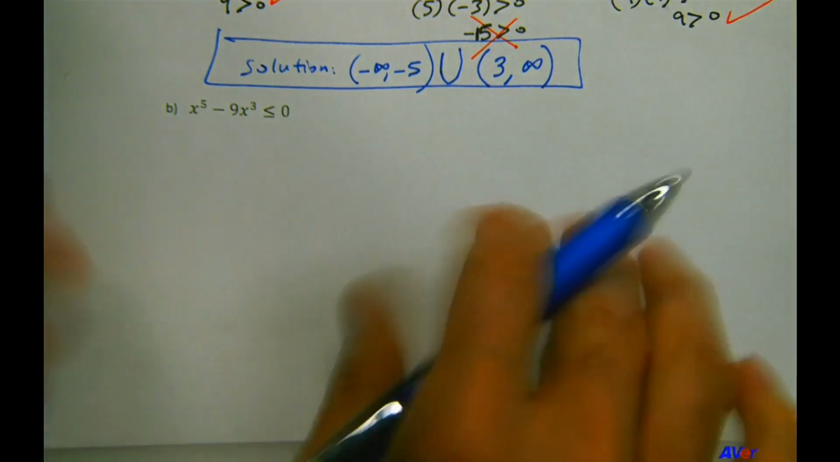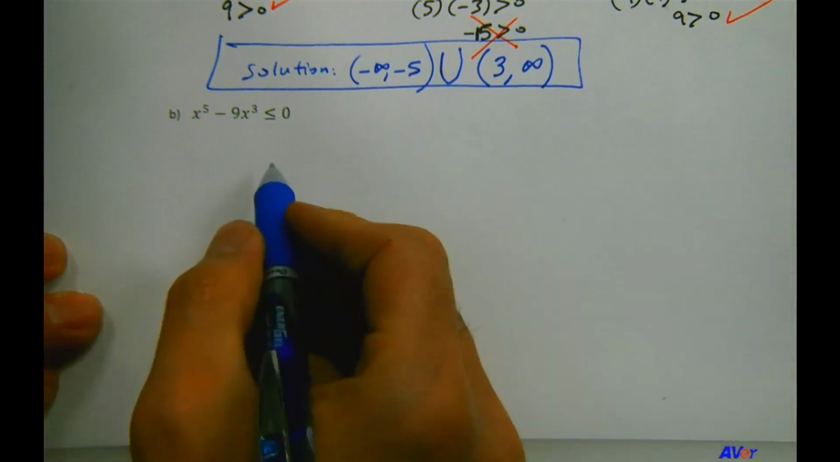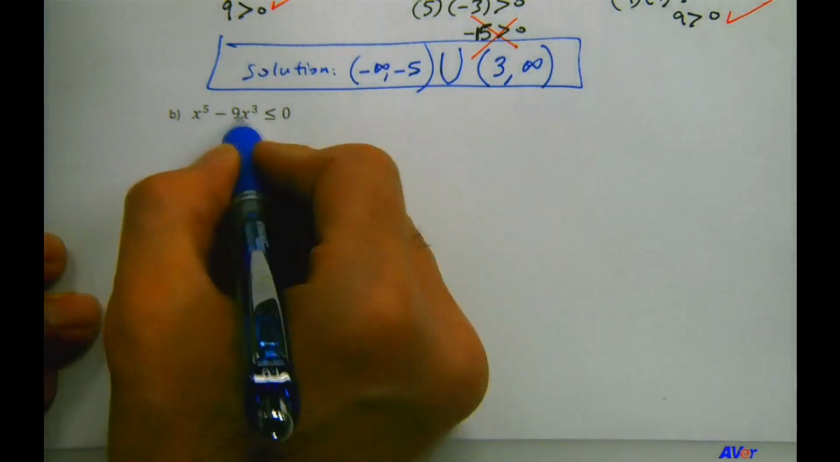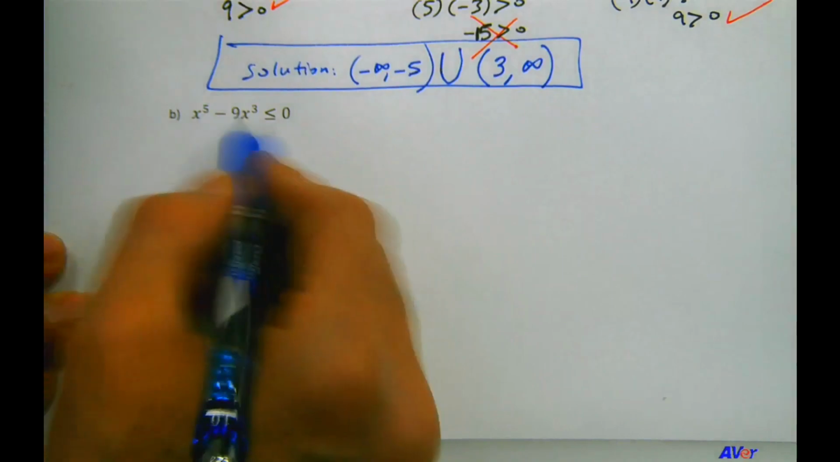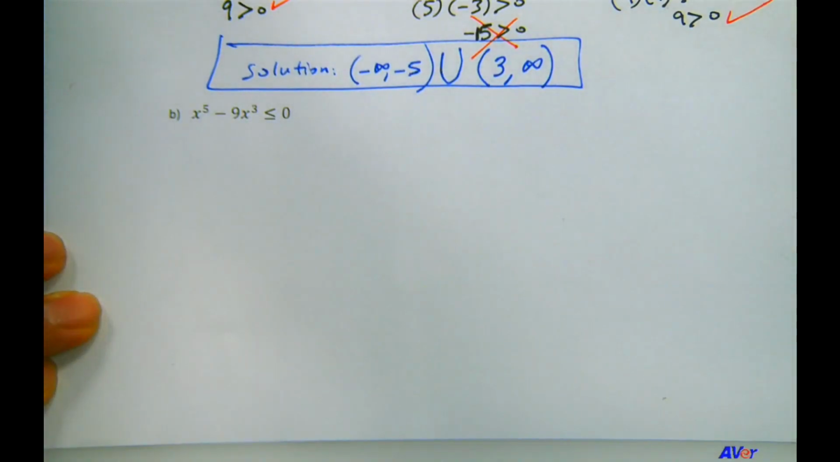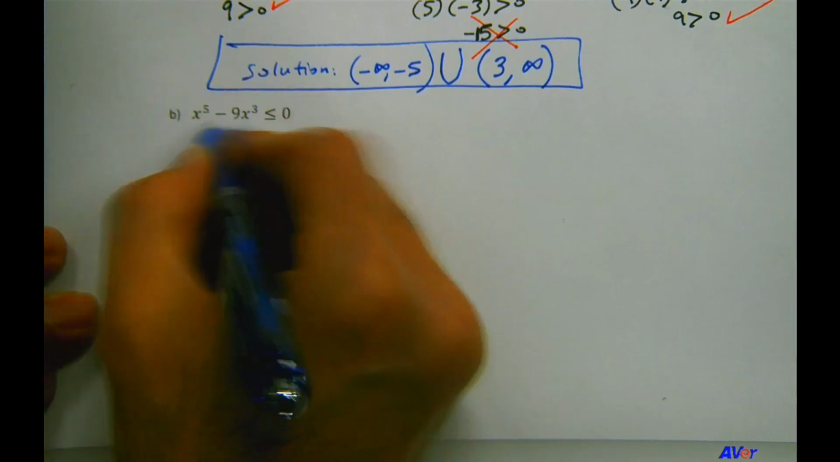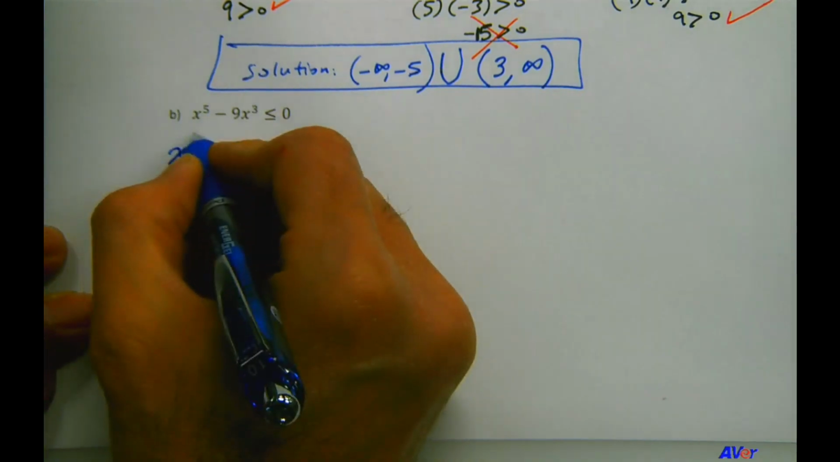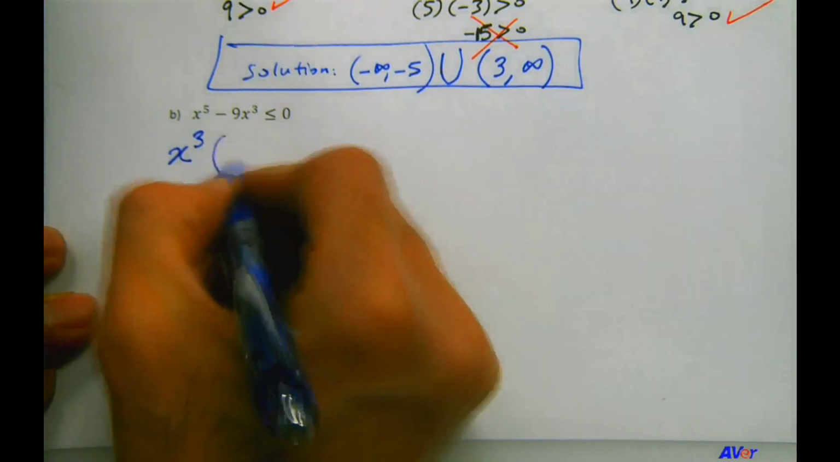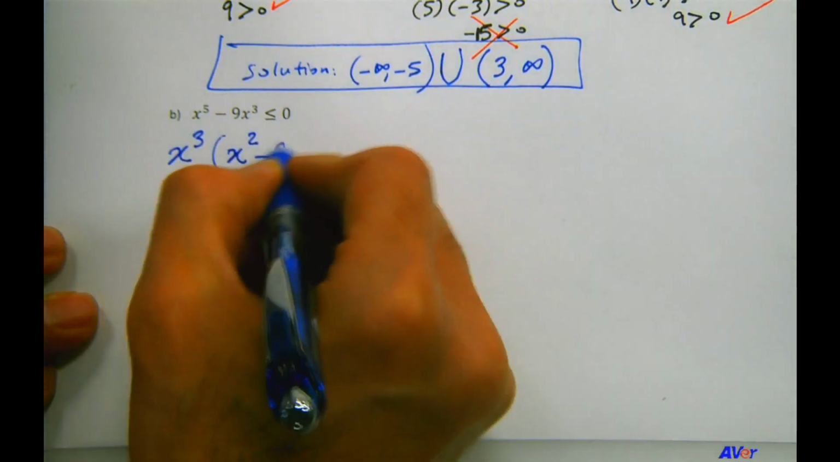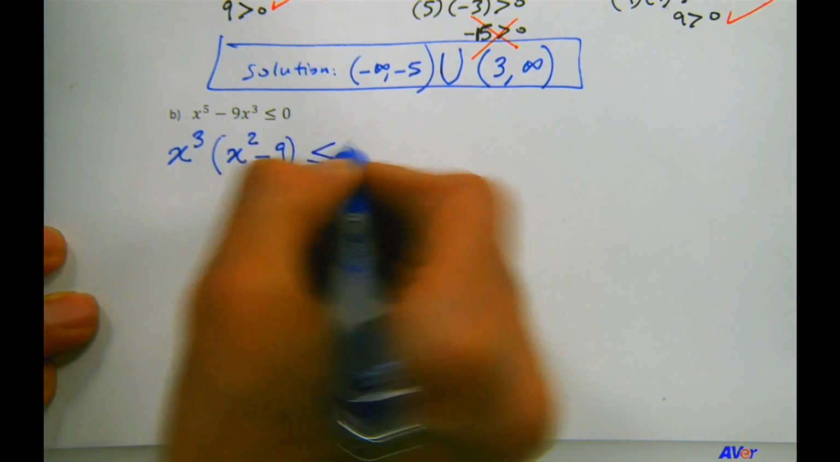Okay, so I'm assuming you've done that, and now you're back. The first thing is I would want to find the zeros of this polynomial, right? Because like before, those are the critical values or the boundary solutions that will help us divide the real number line into regions where we can test and check for our solutions. So factoring this, we have x cubed times x squared minus 9 less than or equal to 0, right?